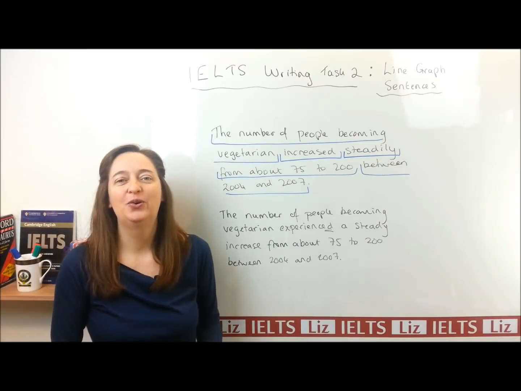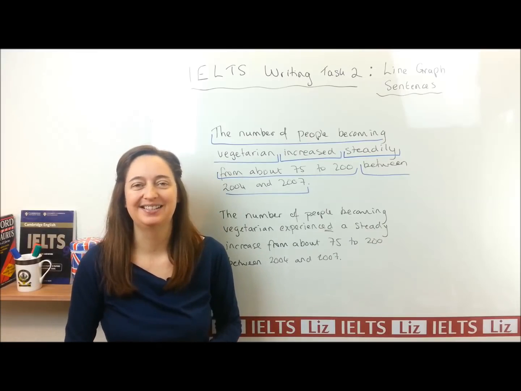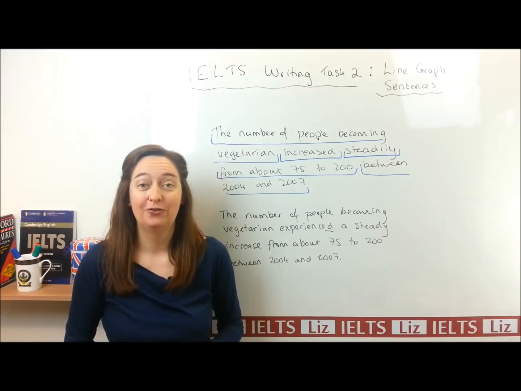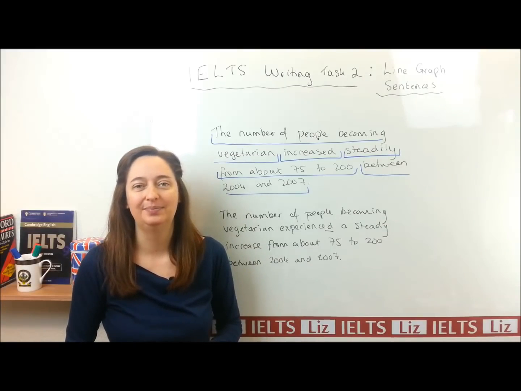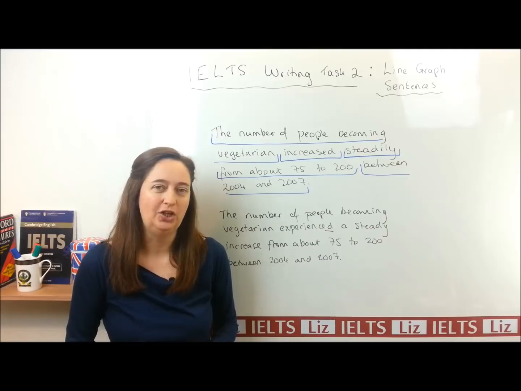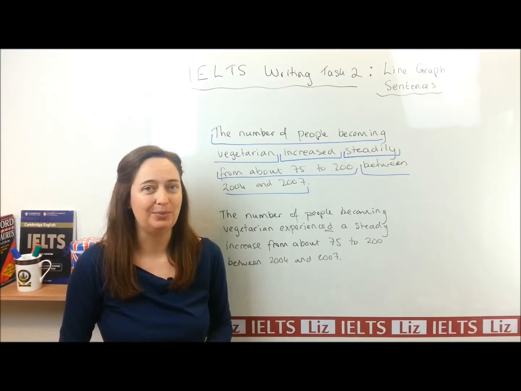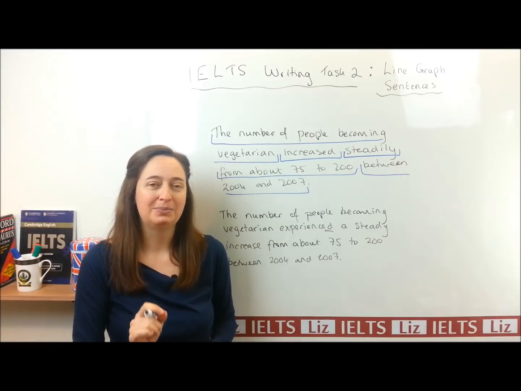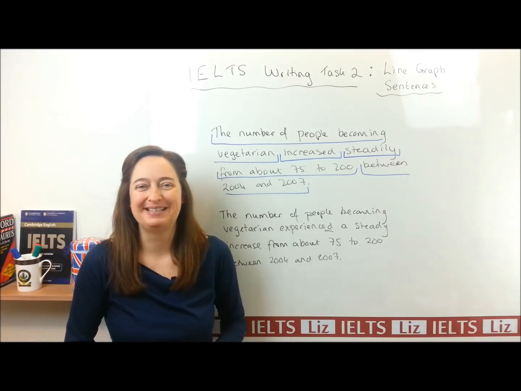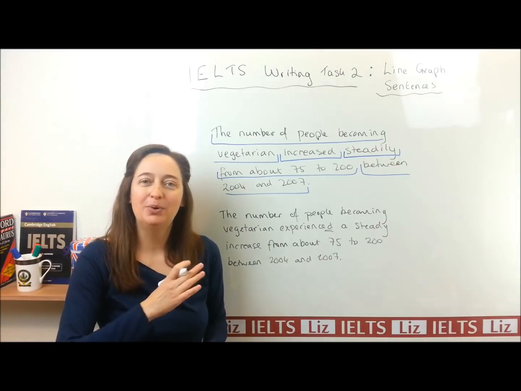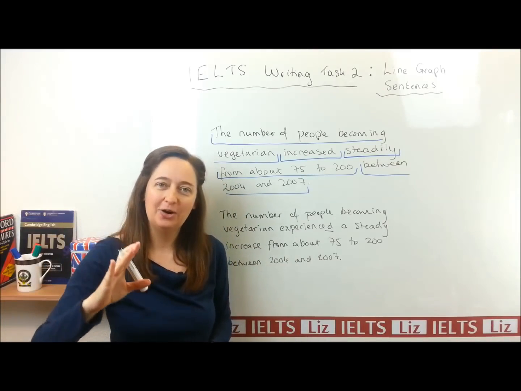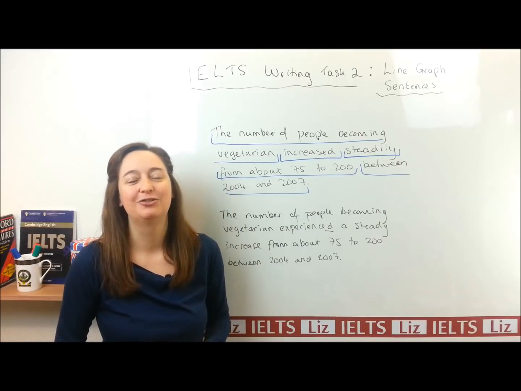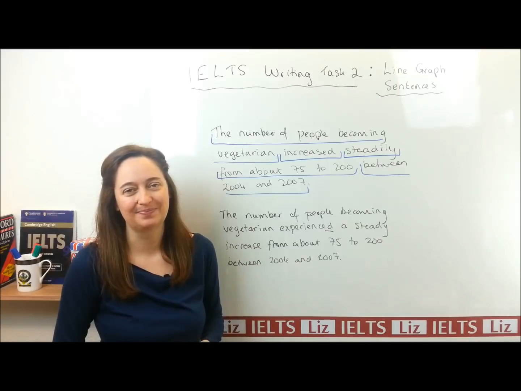Well, those are the 4 main complex sentences that you can use when you write your line graph report for IELTS Writing Task 1. There are other sentences we can use, but they are the 4 main ones that you need to practice and perfect, which means write without too many mistakes. Remember, the more mistakes you make, the lower your band score will be. So please practice writing those sentence structures.